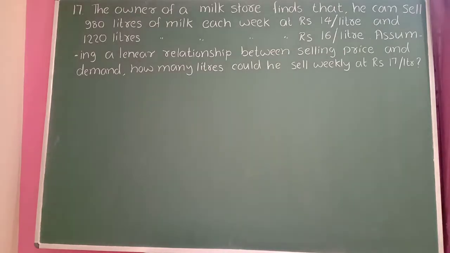The owner of a milk store finds that he can sell 980 liters of milk each week at rupees 14 per liter, and 1220 liters of milk each week at rupees 16 per liter. Assuming a linear relationship between the selling price and demand, how many liters could he sell weekly at rupees 17 per liter?